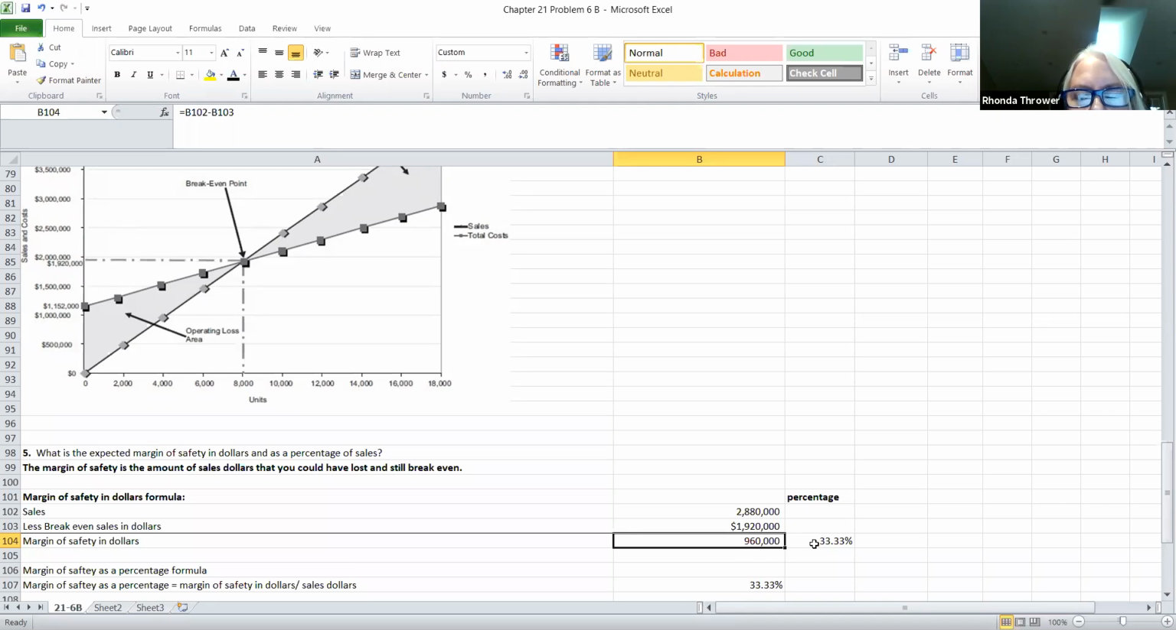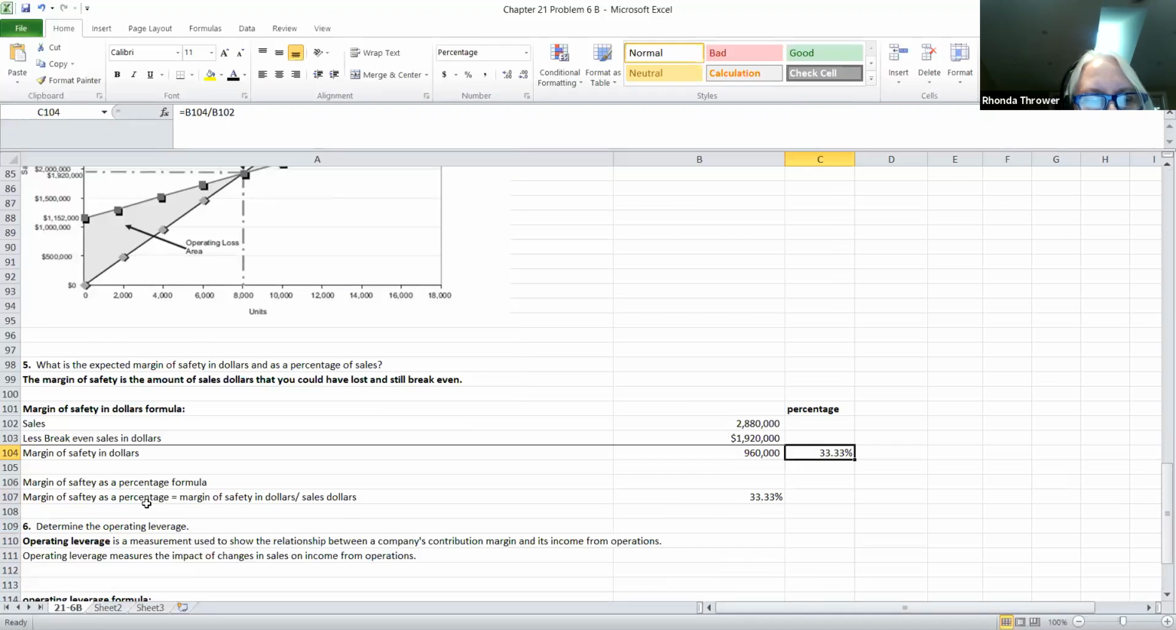The margin of safety can also be calculated as a percentage. And what I did to calculate the percentage is I took the margin of safety in dollars and I divided it by my sales figure. That would give you 33.33%. So we could lose 33.33% of our sales dollars and still break even. That's what the margin of safety is for us. And again, I've got it written out here as how you would calculate the margin of safety as a percentage. This is the formula for doing that.